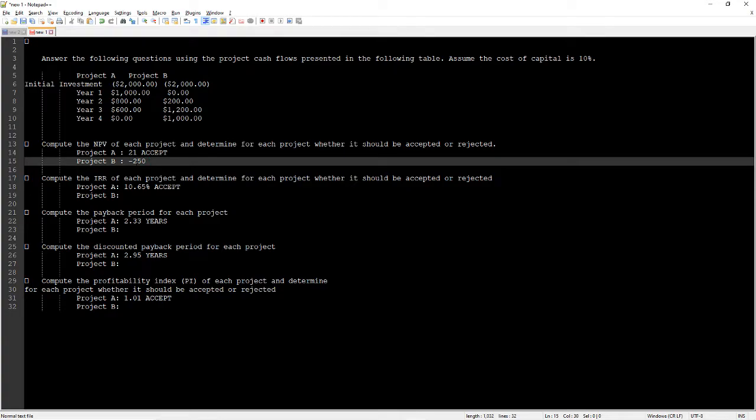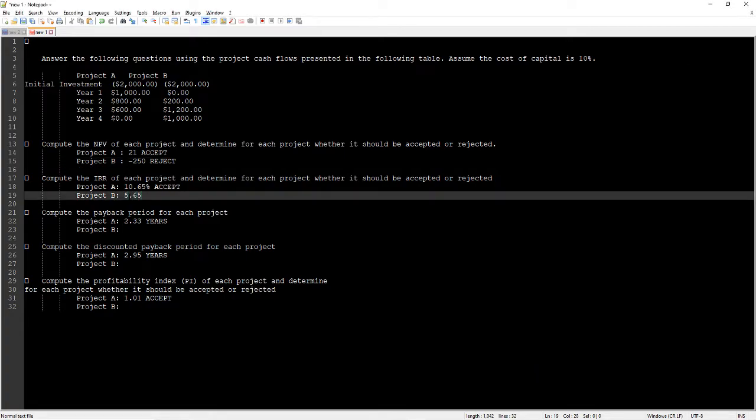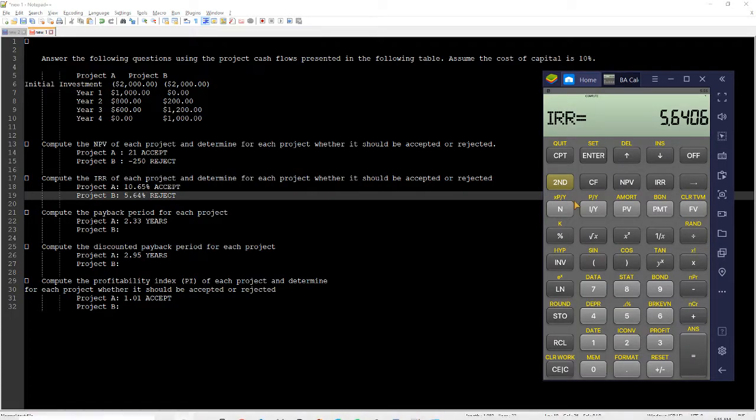And since the NPV is negative, we're going to reject this project based on the NPV. Now we're just going to go back and, like we did before, IRR, recompute, 5.64%. And since the IRR is below the cost of capital, we're going to reject. Now let's compute the payback periods, the same way as we did before.